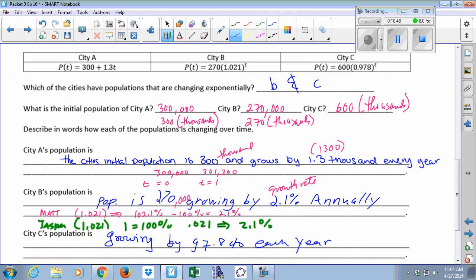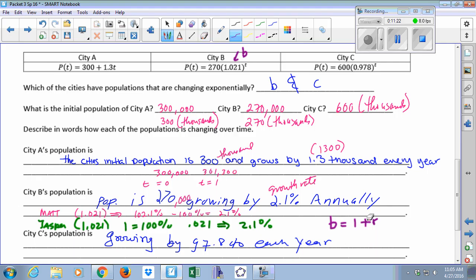Remember, we call 1.021 the base. So the base is equal to 1 plus r. This is what both Matt and Jasper did. Matt just said it's 100% plus the rate as a percentage. That's how he thought about it. And Jasper said, okay, I know the 1 here represents the 100%. So whatever is the decimal after it is the value for r, 0.021, and then he converts it. So there's lots of different approaches to this.